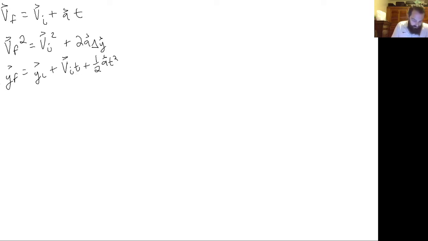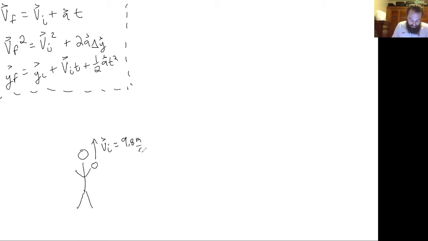So let's set up a 1D projectile motion problem. Let's say that you are going to throw something up in the air with some initial velocity, let's call it 9.8 meters per second, and you throw it from a height of 1 meter. And there are a couple things that we could ask. Let's say that the question asked for the total flight time of this projectile.